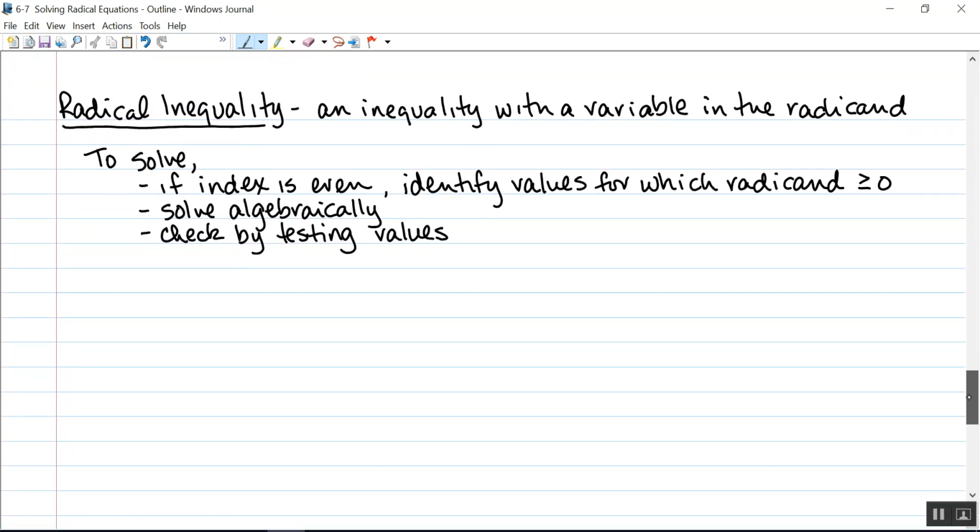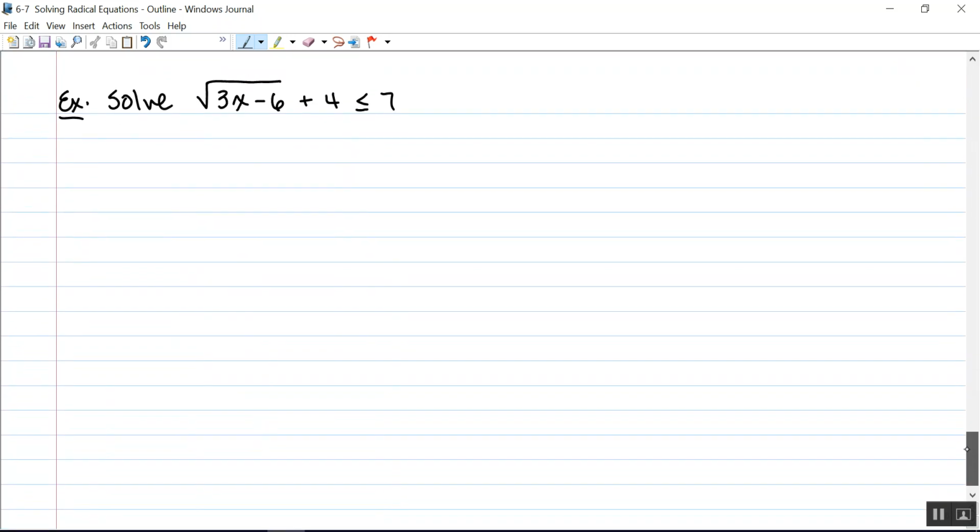Now, radical inequalities are just like radical equations, but there's an inequality, and it has a variable in the radicand. To solve one of these, there's a little bit of an additional step. If the index is even, so if we're taking the square root, or if it's raised to the 1/4 power, we need to identify the values for which the radicand is greater than or equal to 0. Remember, if you're taking the square root of something, you can't have a negative number underneath the square root sign. Then we're going to solve algebraically, as we did with an equation, and then we're going to check this by testing values that should and should not work. Let's take a look at an example here.